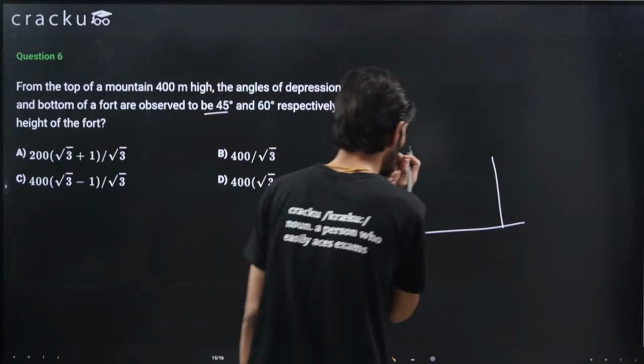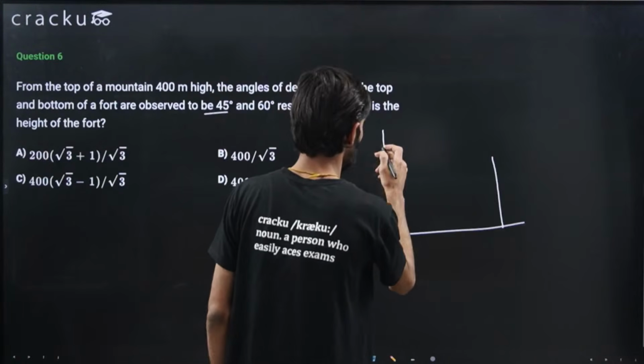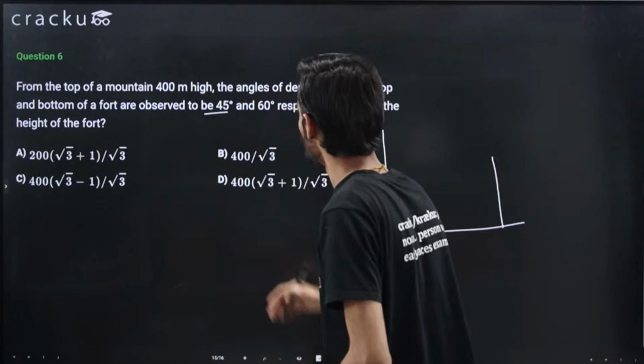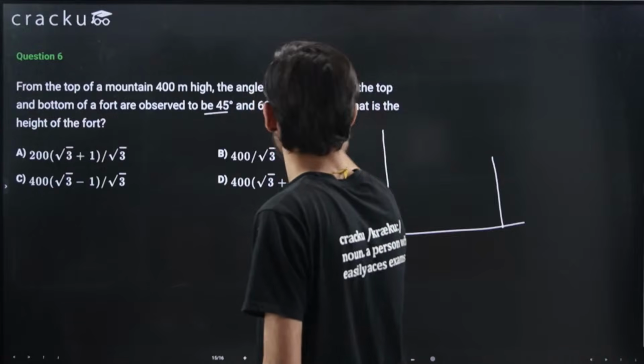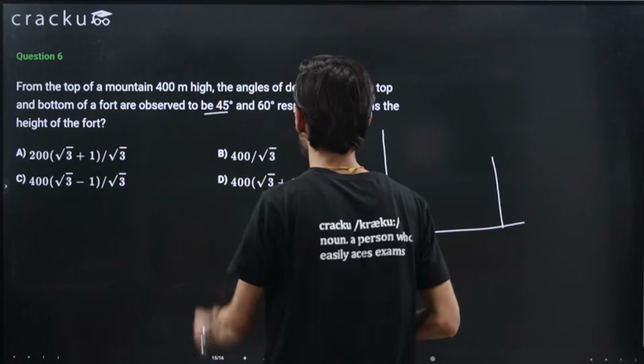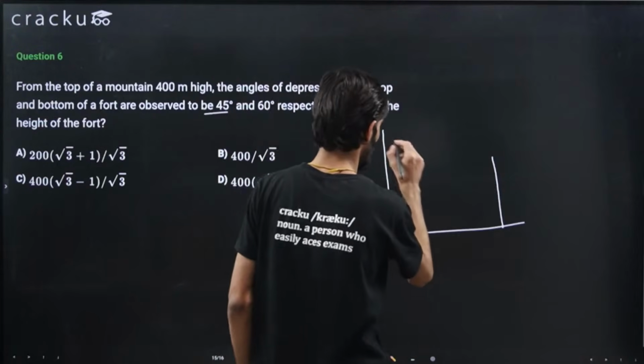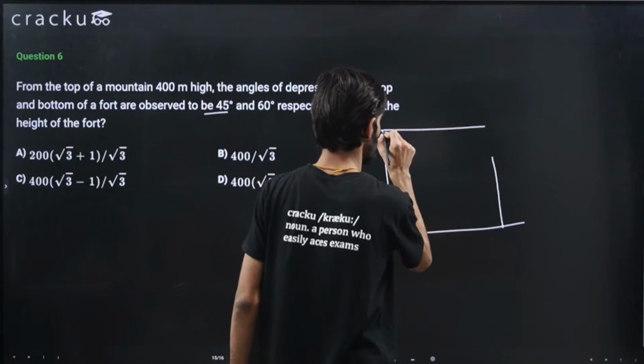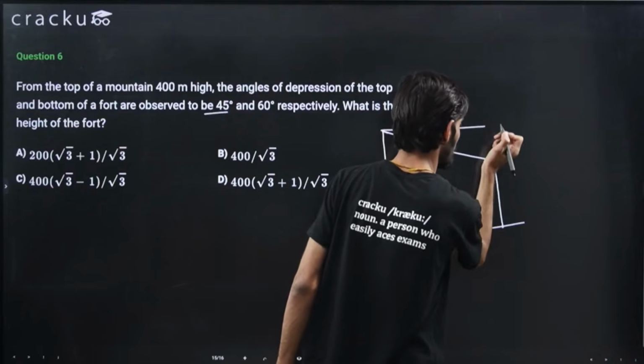Right. So these were the basic conditions. Now let's read out: the angle of depression of the top and the bottom of the fort are observed to be 45 degrees and 60 degrees. Okay, so this will be the angle of depression.